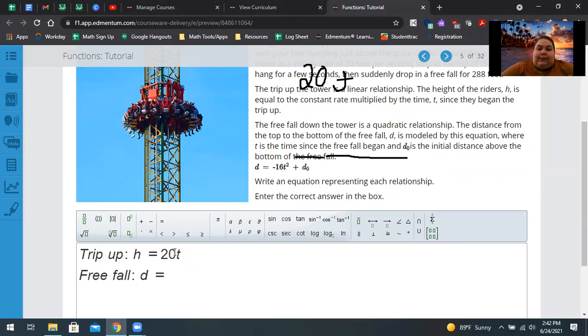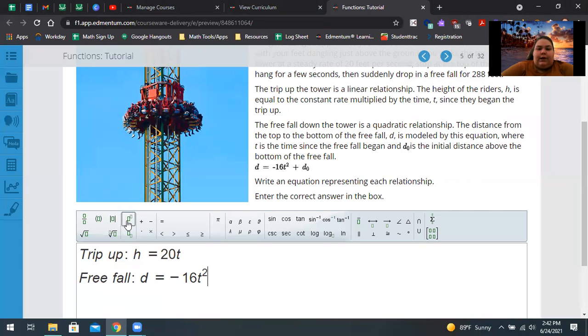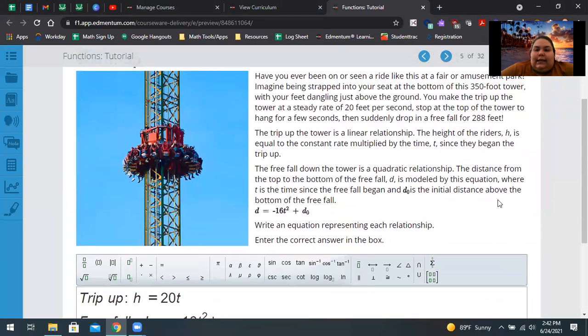Then we have the free fall, d. So d is equal to, they already gave us a portion of the answer there: negative 16t squared plus d naught. The question is, what is the value of d naught? So right there, you will type in negative 16, we should have our t, and let's press on this button here to put the squared, plus what is d naught? If we look at d naught, they did say d naught is the initial distance above the bottom of the free fall.